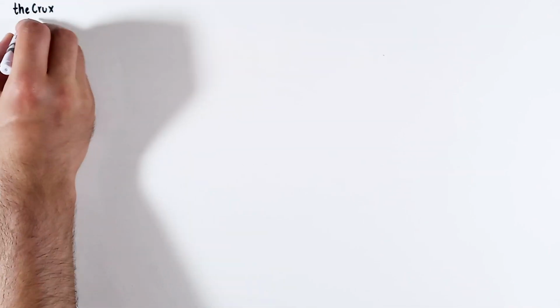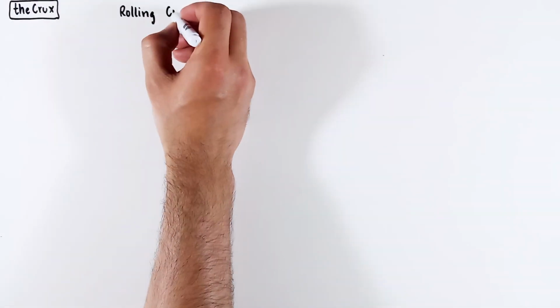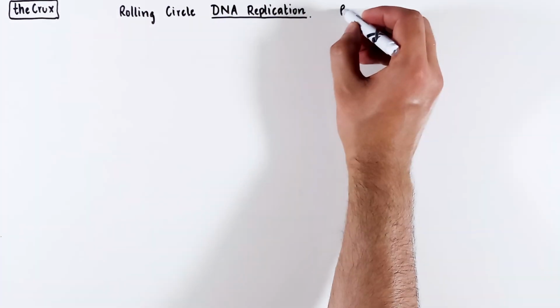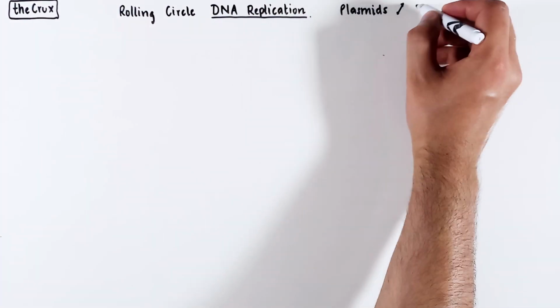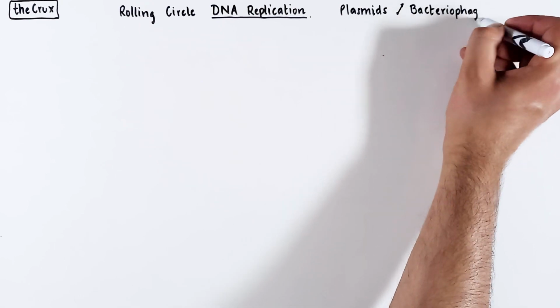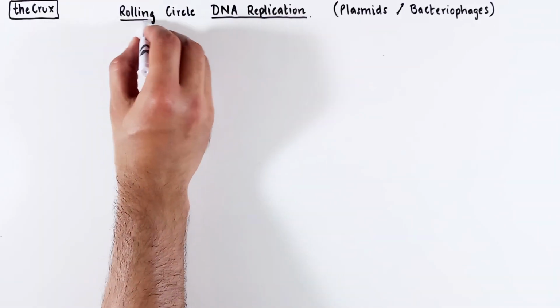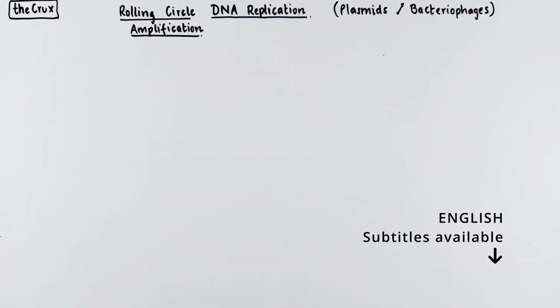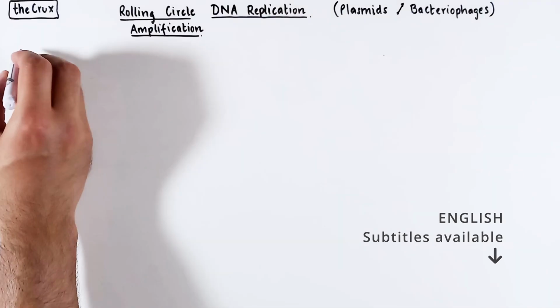Rolling circle DNA replication is a minimalist way to replicate DNA. If you're studying plasmid replication and bacteriophage life cycle, you should understand this concept. And if you're a researcher, this concept is applied in a technique called rolling circle amplification. So it also has practical utility.